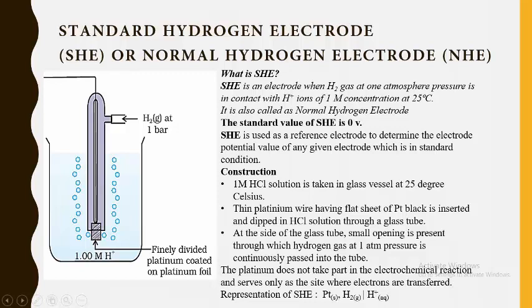The platinum does not take part in the electrochemical reaction, and it serves only as the site where electrons are transferred. It is just for the absorption of hydrogen gas. So it will not take part in the chemical reaction, and you will not see any platinum metal taking part in the chemical reactions.